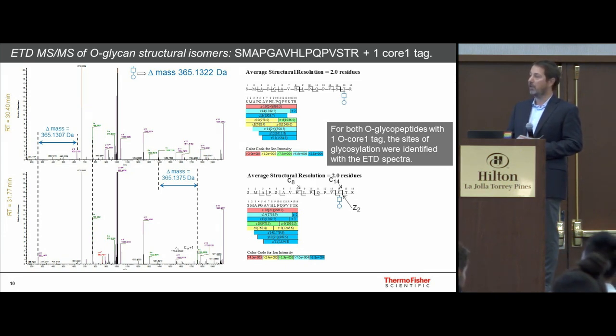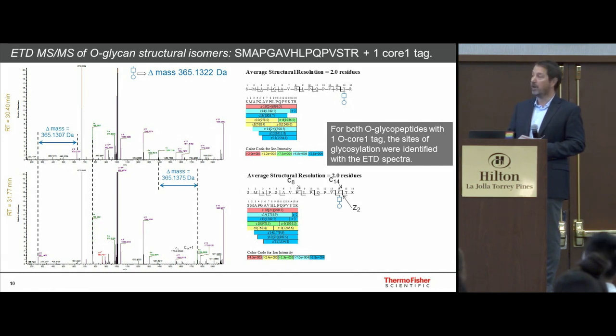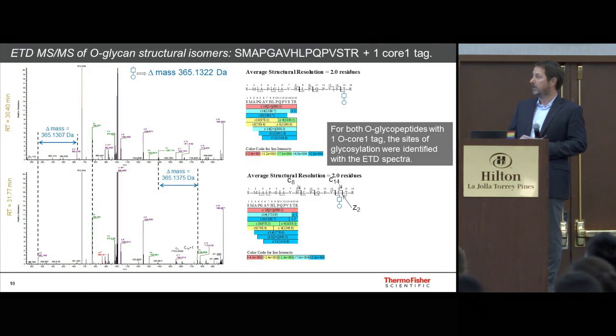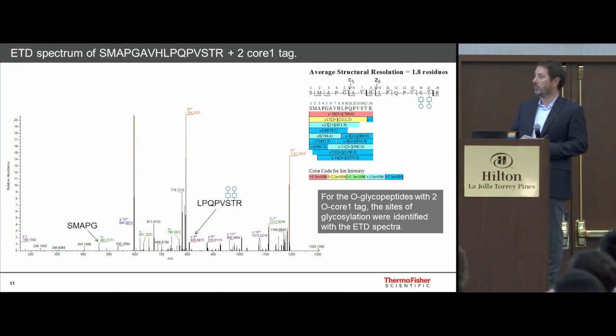You actually don't need a lot of ions just to pinpoint where the fragmentation is, and you can do that with ETD very, very easily. And the data were acquired in DDA. I didn't do any targeted acquisition in that experiment. So now with the ETD spectra, we'll pinpoint the site of O-glycosylation.